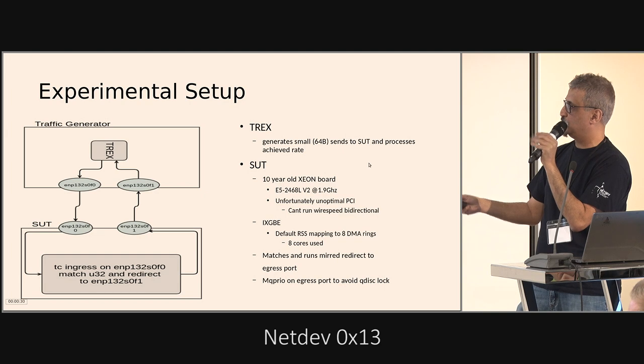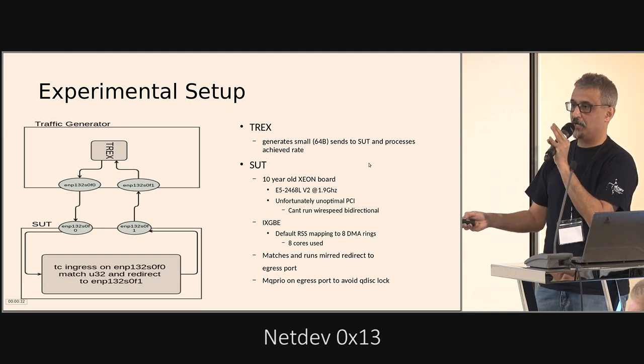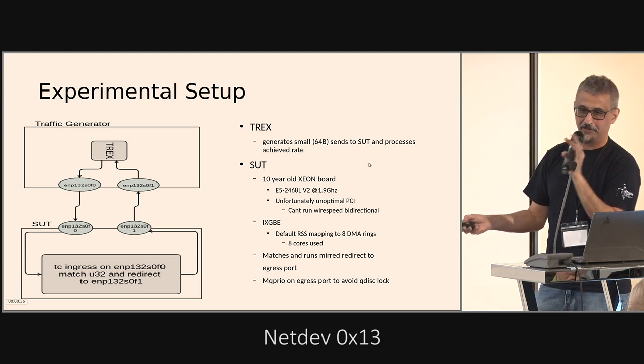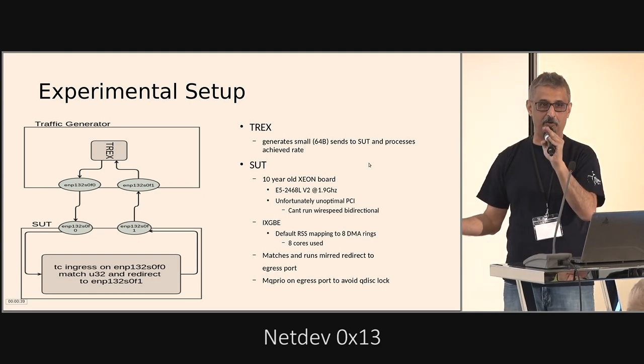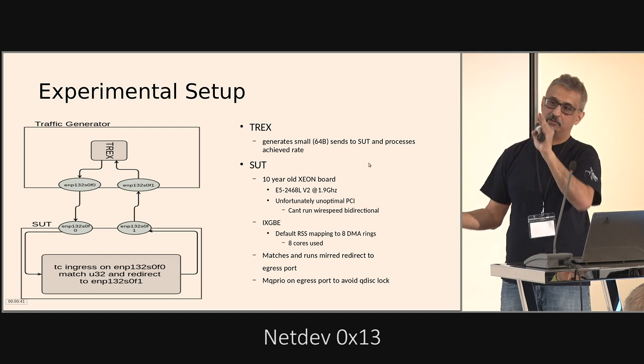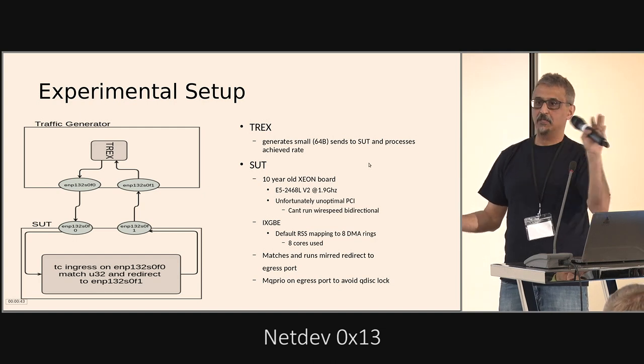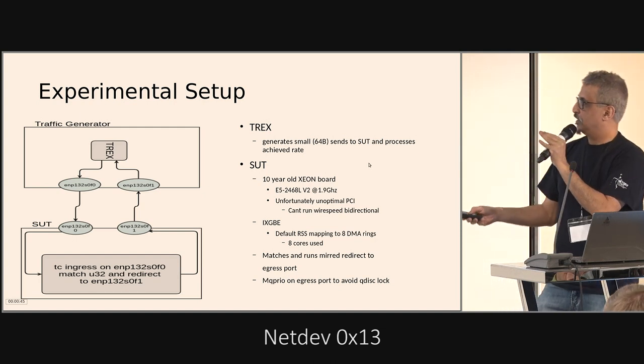Xeon V2. And when you boot it up, it tells you very clearly that this thing won't support wire speed, okay? It looks at the PCI bus, which is very old. If you try to send bidirectional traffic, it can probably do like 60, 70%. The paper will have more details on this.